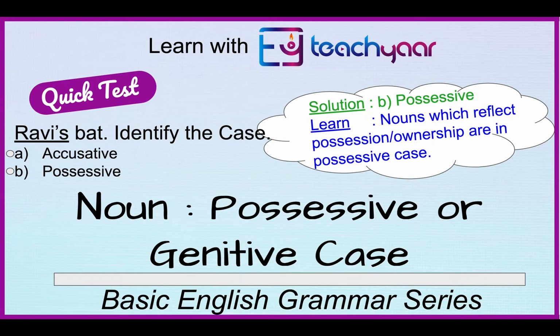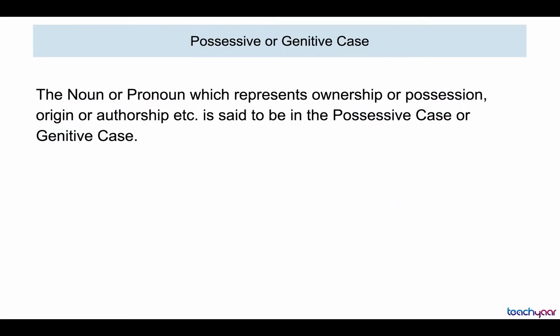Hello. In the previous video, we discussed the concept of nominative and objective case of nouns and pronouns. In this video, we will learn about the possessive or genitive case of nouns and pronouns. As the name suggests, sometimes the usage of nouns and pronouns clearly indicate possession over objects or content.